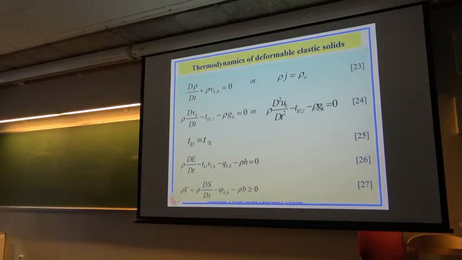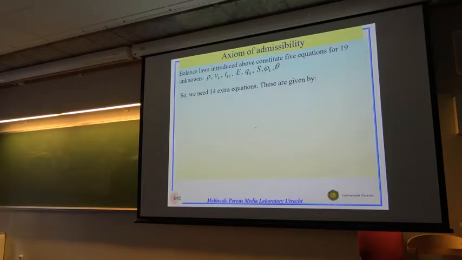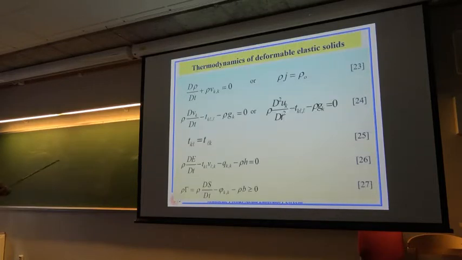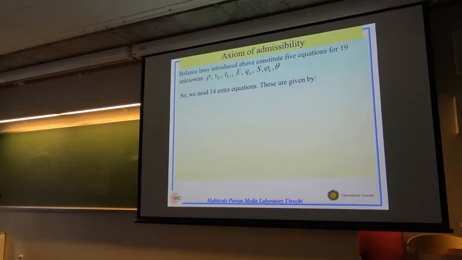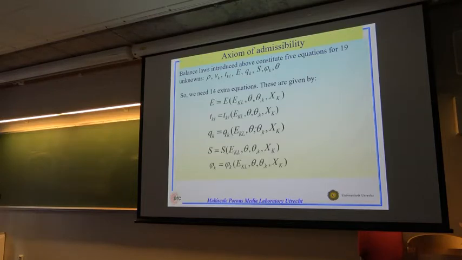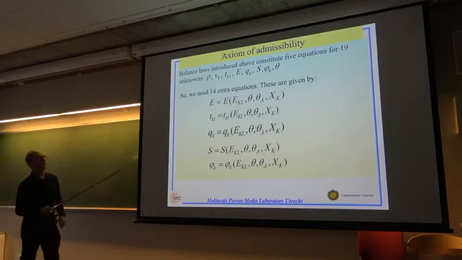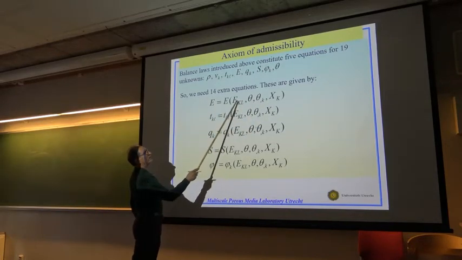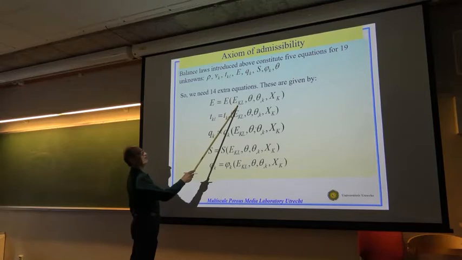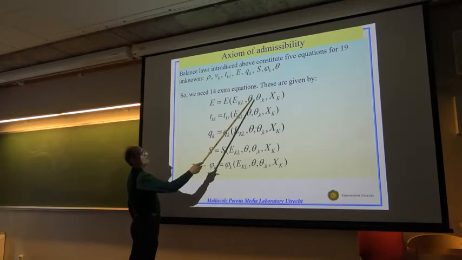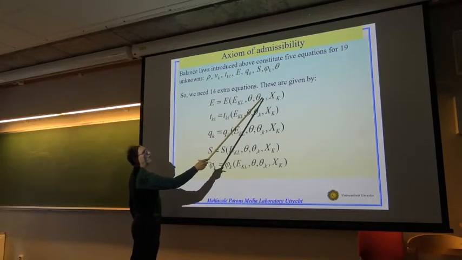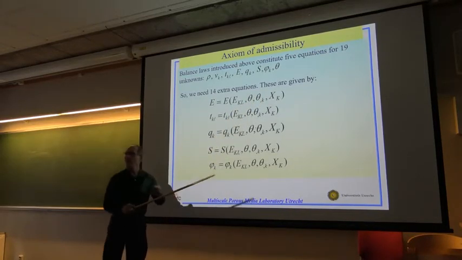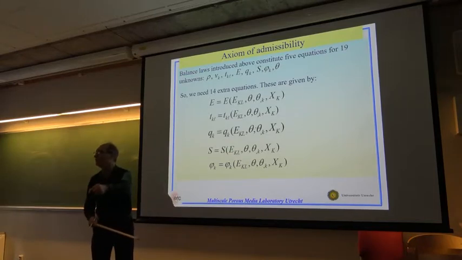These are 19 equations. I have only 5. I have 19 unknowns, so I need 14 extra equations. And these are the extra equations that energy depends on. Remember, I had gradient of motion. Instead of that, I write the strain tensor, temperature, and temperature gradient. I do not include a dependence on time rate of temperature.